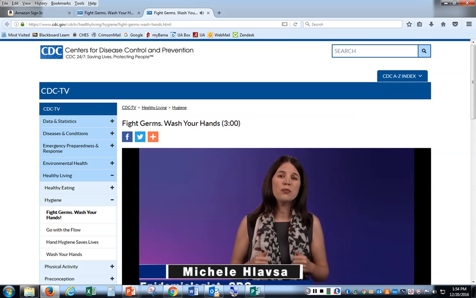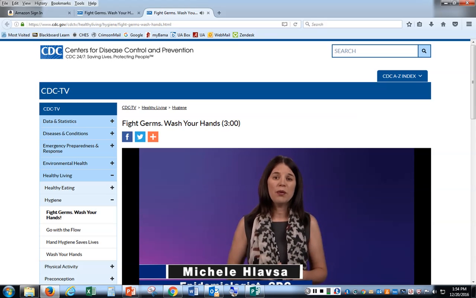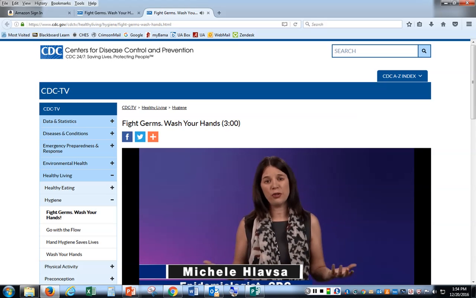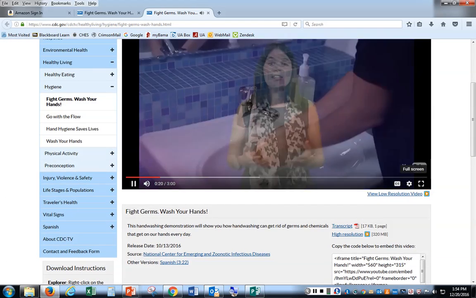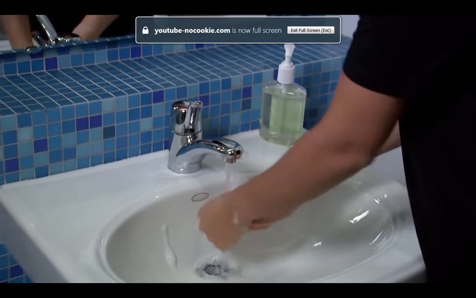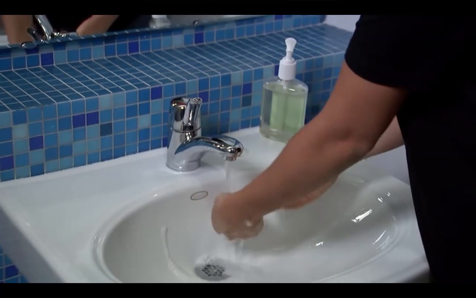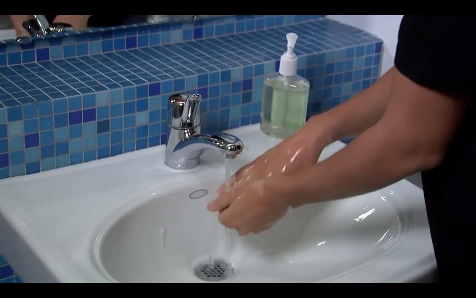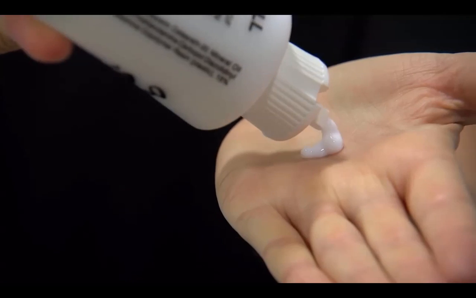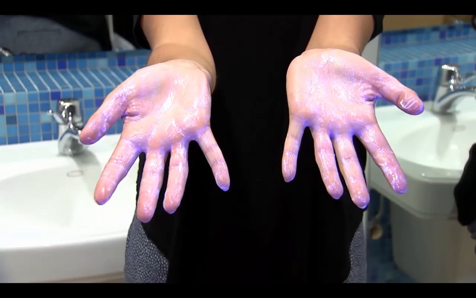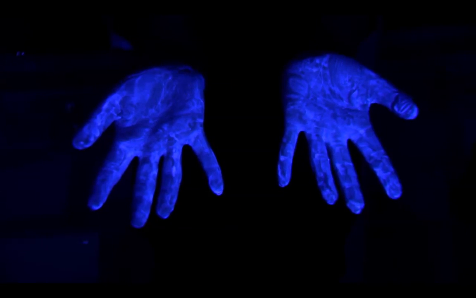Washing is one of the most important ways you can keep from getting sick and spreading germs to others. Dirty hands spread disease. This hand washing demonstration will show you how hand washing can get rid of germs and chemicals that get on our hands every day. This gel is like the germs and chemicals that we get from things we touch throughout the day.